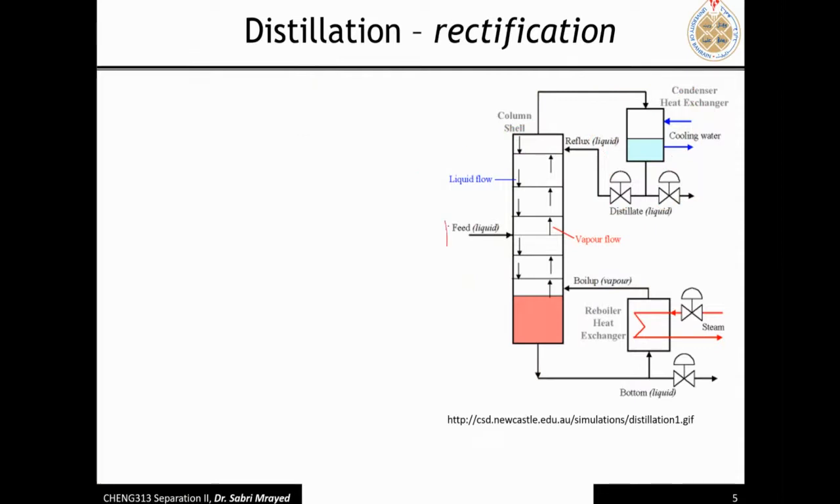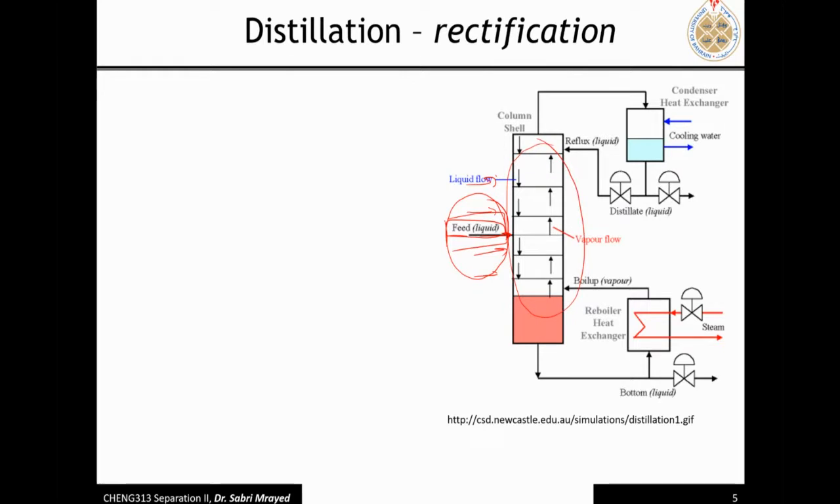The feed will also be going somewhere in the middle of the column, but which stage must it be introduced to? Where exactly do we have to introduce the feed? Here, or here, or here? You have lots of options. This is one of the things that you're going to determine: the optimum feed stage, where exactly we have to introduce the feed. The second thing is to determine the number of stages needed for this separation.